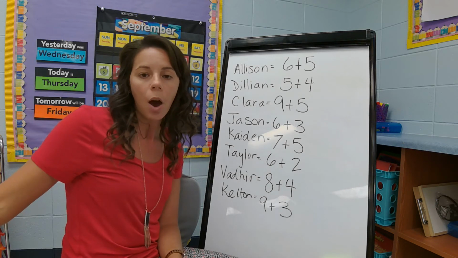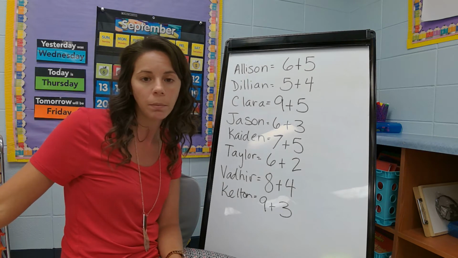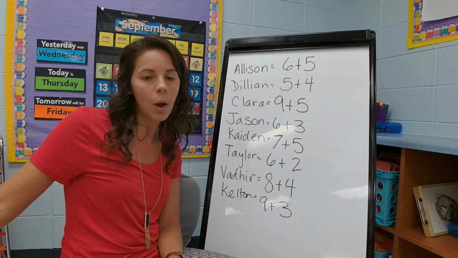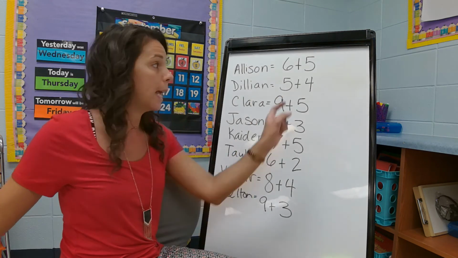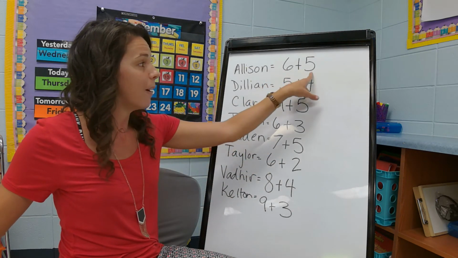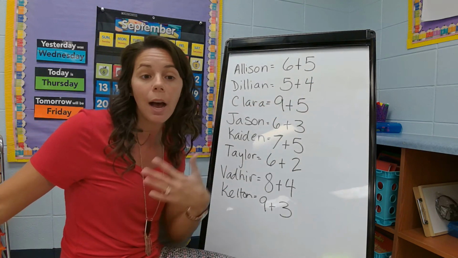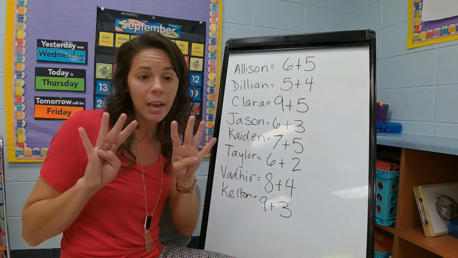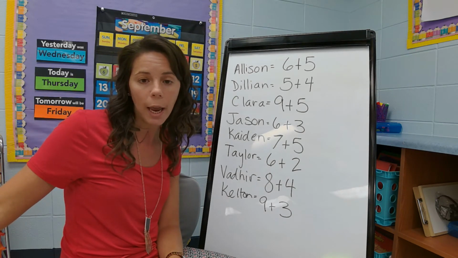So if you already got your problem done and you found your answer, while others are working on it, go ahead and tell us your answer. Tell us your problem. Read your whole number sentence. I did 6 plus 5, and it equals blank because I used the counting on strategy, or I used my fingers. Okay, tell me how you solved it. Who's ready to share?